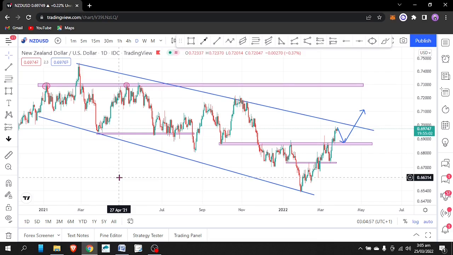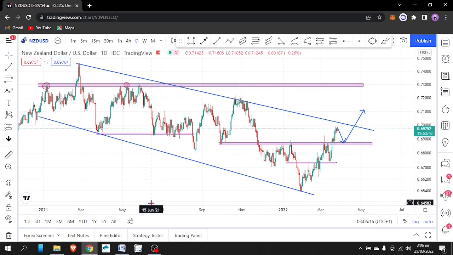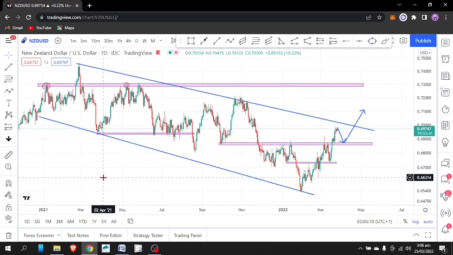Now we also talked about channels. I told you that channels are formed when we have a linear support and resistance drawn on the chart. Now this is our linear support and this is our linear resistance. This means that this is our channel. And I also told you we have three types of channels.